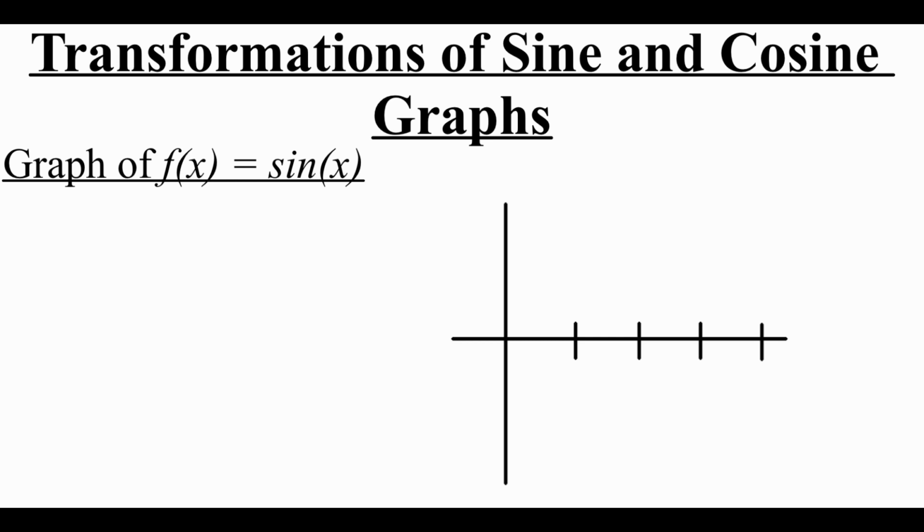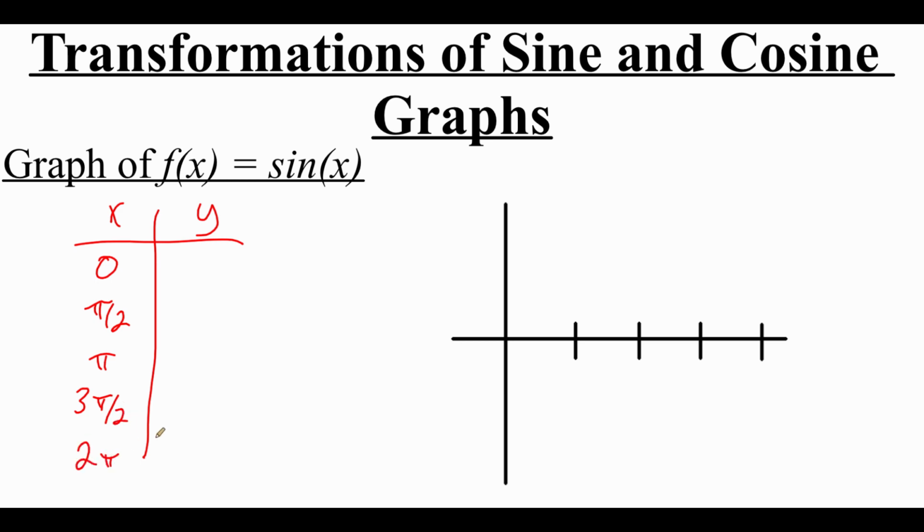Now, as we're looking at graphing out a basic sine function, so just f of x equals the sine of x, we're going to make an x and y chart. And for the x values, I'm going to pick nice angles off of my unit circle that give me easy y values to plot out. And those angles are going to be those quadrantal angles of 0, pi over 2, pi, 3 pi over 2, and 2 pi. And you'll see why I picked those values in just a second.